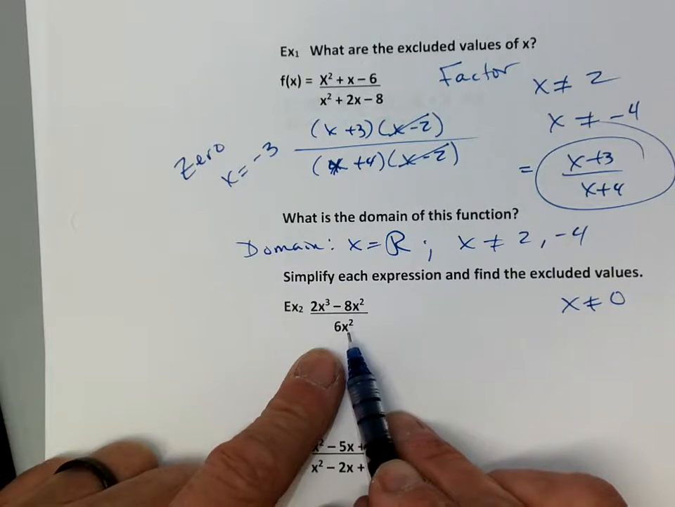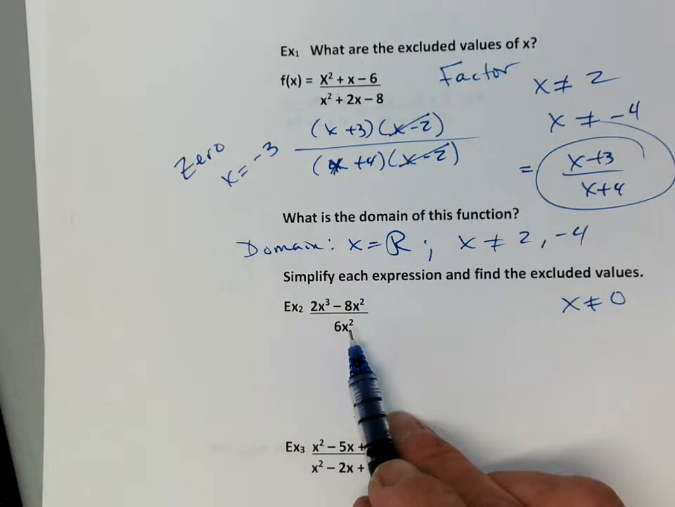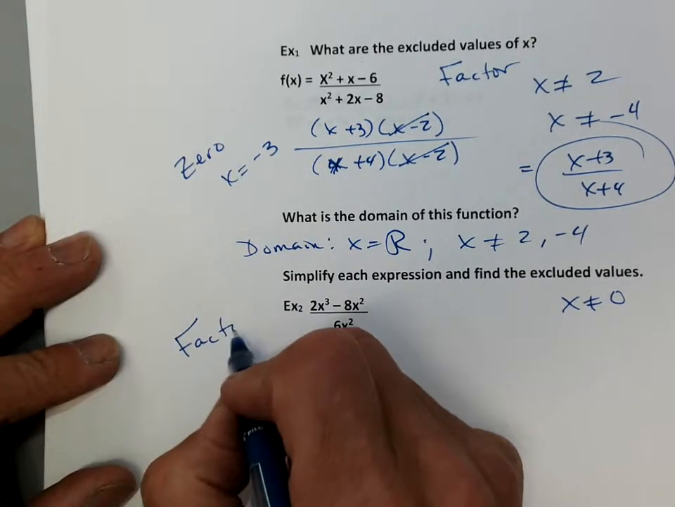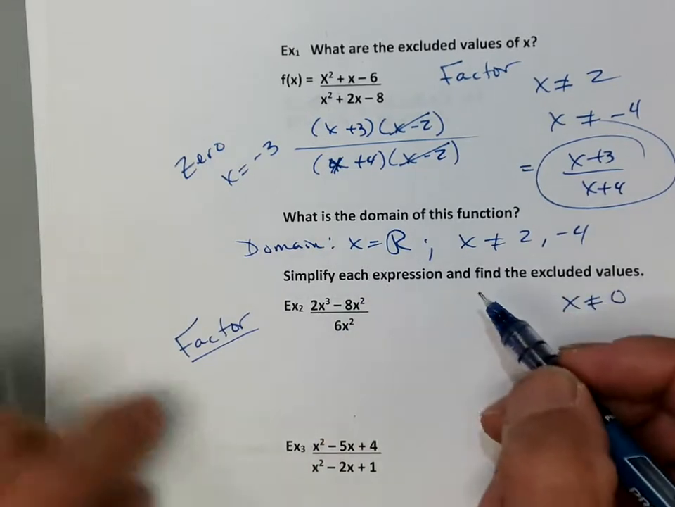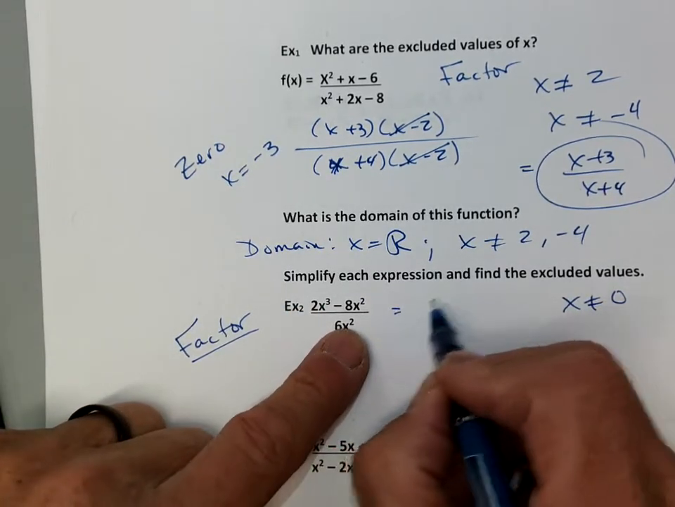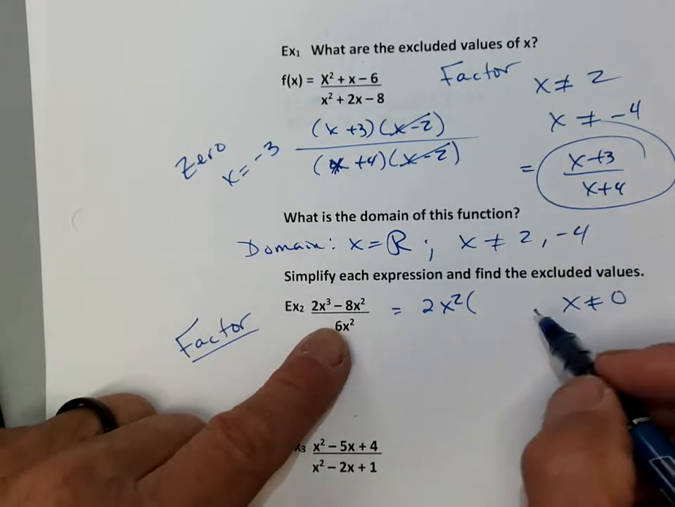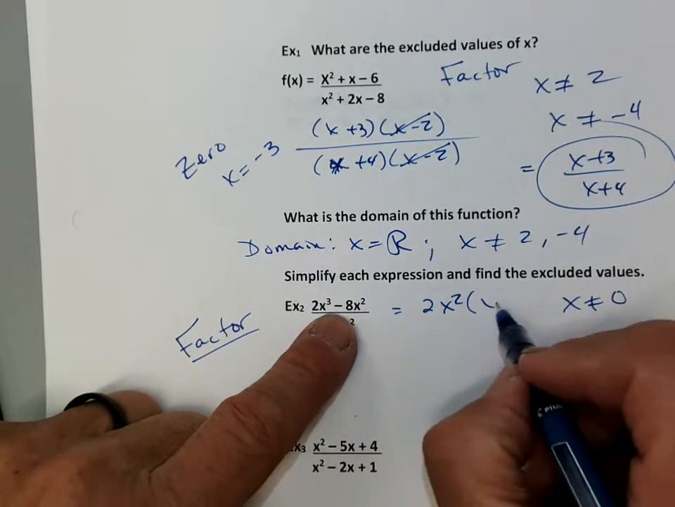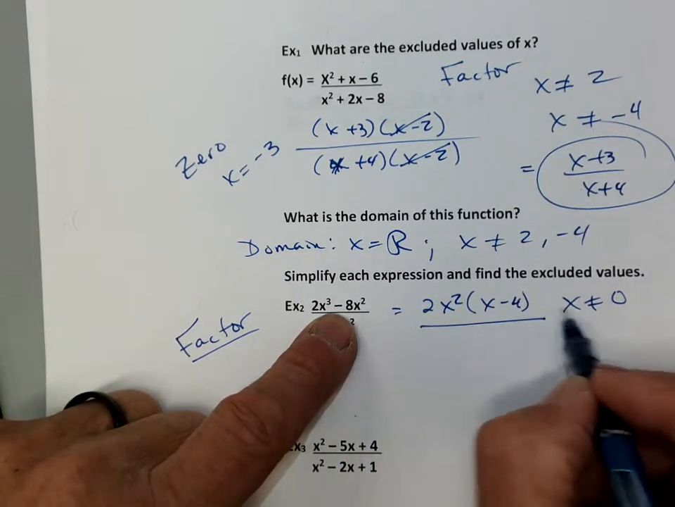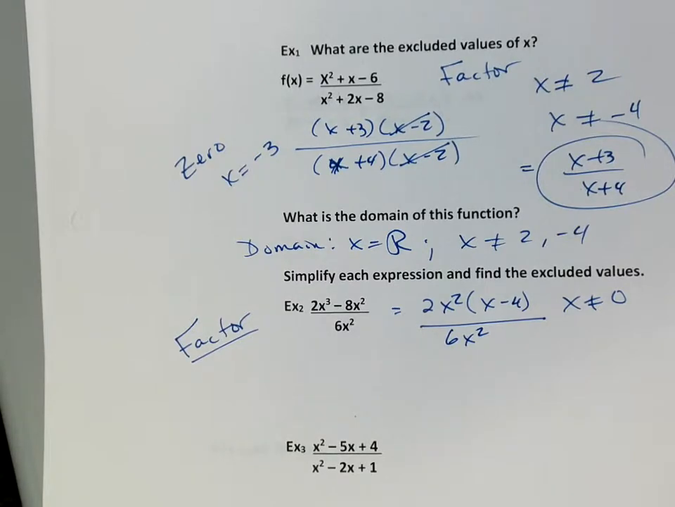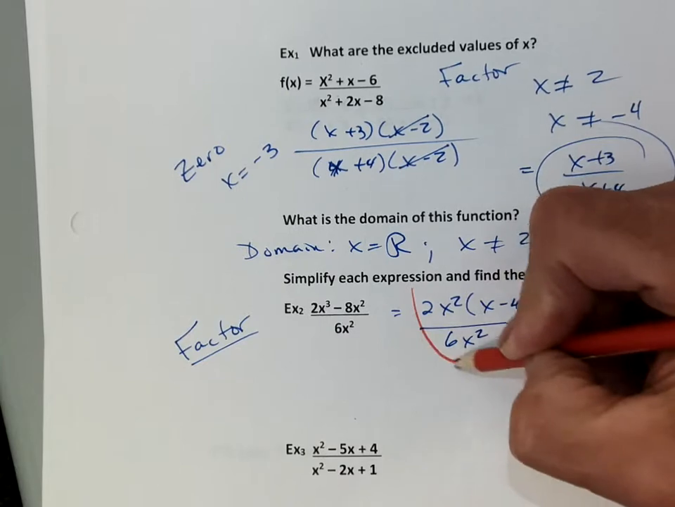I'd get 6 times 0 squared is 0, and I'd be dividing by 0. But let's simplify it. So first of all, I'm going to factor what I can. So I'll factor again, and I'll common factor out a 2x squared. And in the numerator, I'm going to have an x minus 4, okay, over my 6x squared. So I'm going to factor first, and then it gets pretty easy at this point. I can reduce this fraction here.